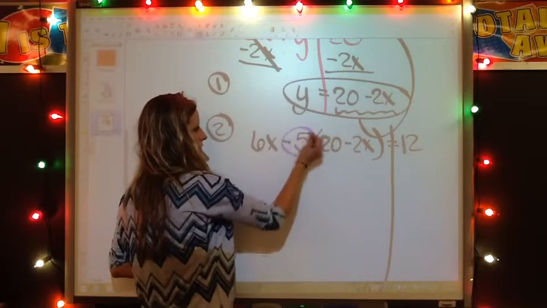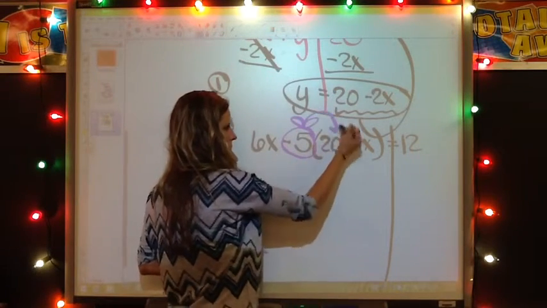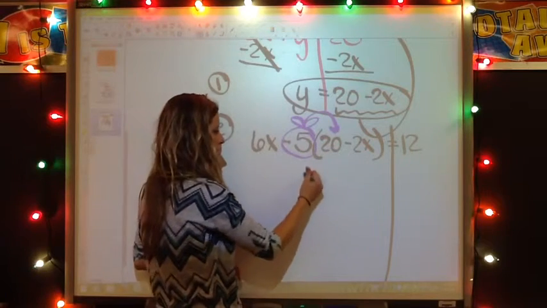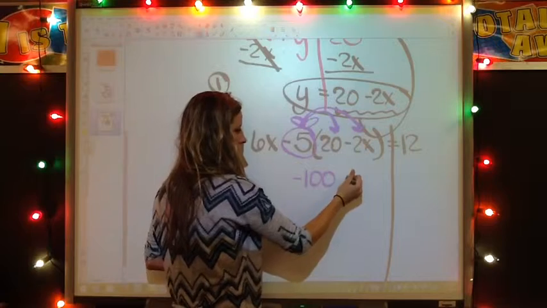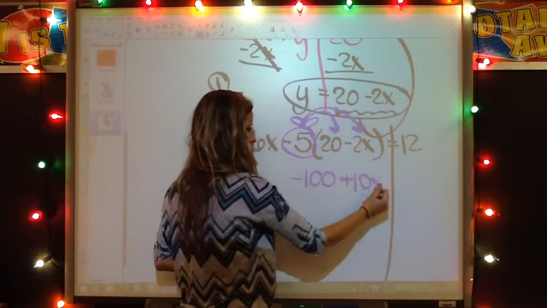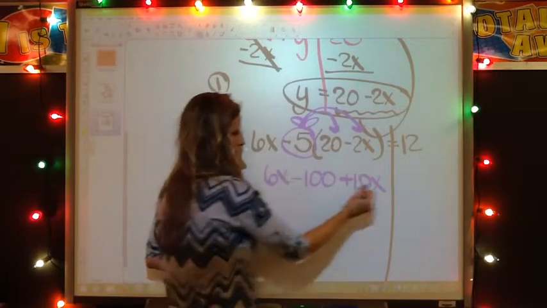Okay, so let your bunny hop distribute. Okay, negative 5 times 20 is negative 100. Negative 5 times negative 2x would be positive 10x. And then everything else comes down.